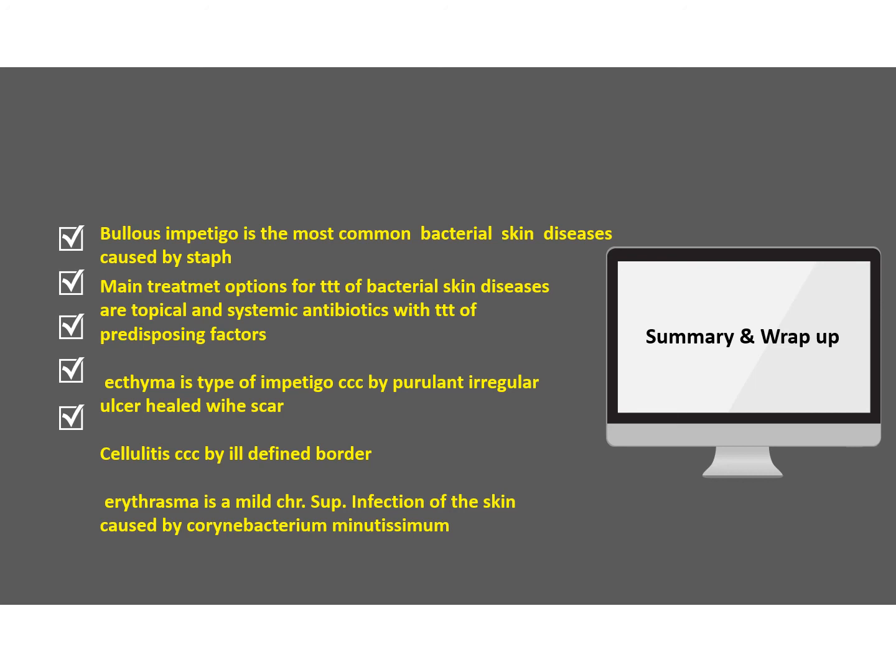Ecthyma is a type of impetigo characterized by purulent irregular ulcers healed with scar. Cellulitis is a streptococcal skin infection characterized by ill-defined border. Erythrasma is a mild chronic superficial infection of the skin caused by Corynebacterium minutissimum.